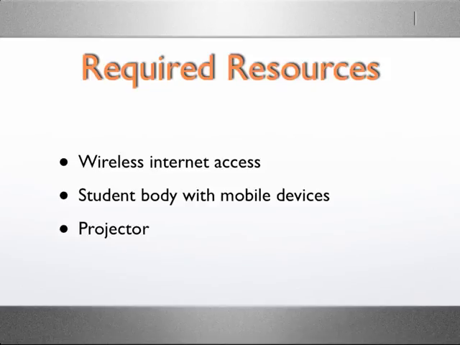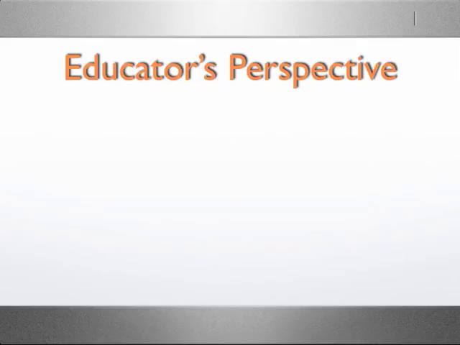So let's talk about the resources required to implement Hotseat. First and foremost with Hotseat, we require wireless internet access in the lecture hall so students can access the application. Secondly, we need a student body with mobile devices, like laptops, cell phones, iPod touches. And finally, it's best if you project the Hotseat website in the classroom with a projector while you're using the application.